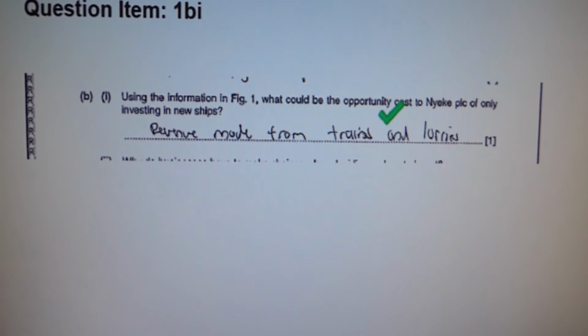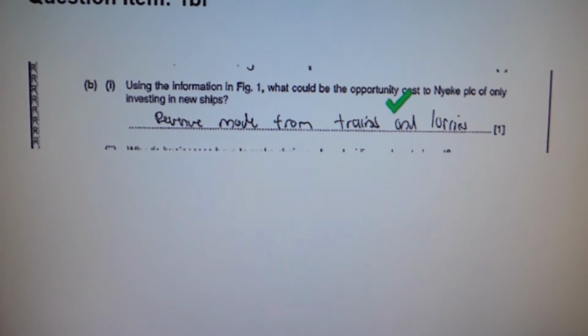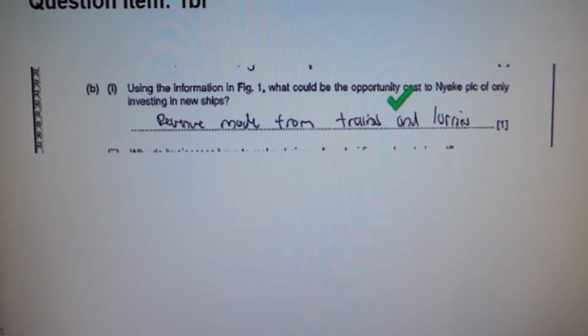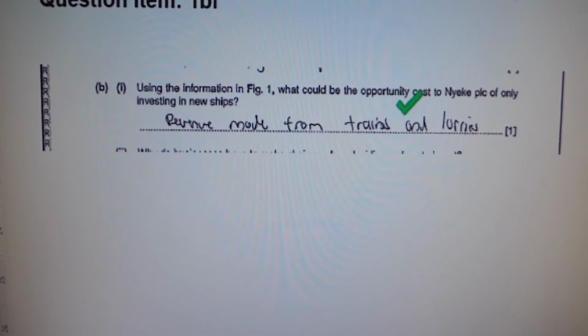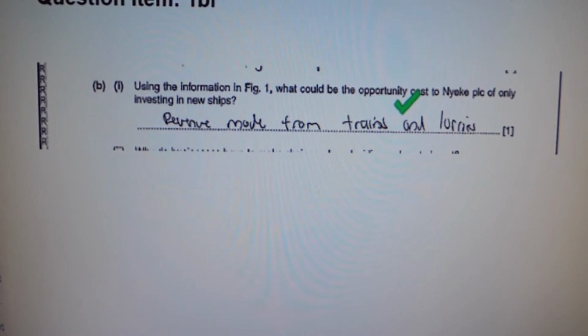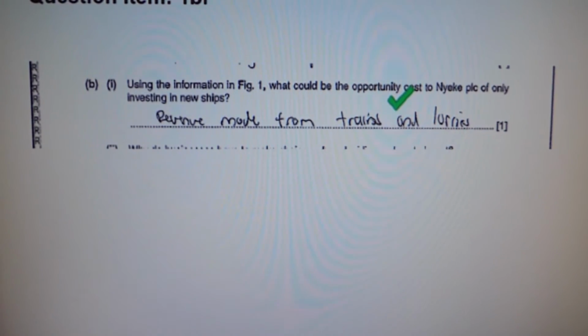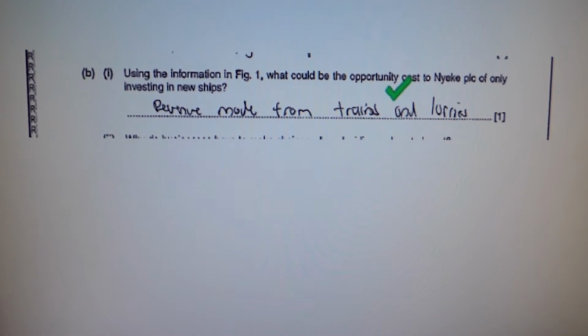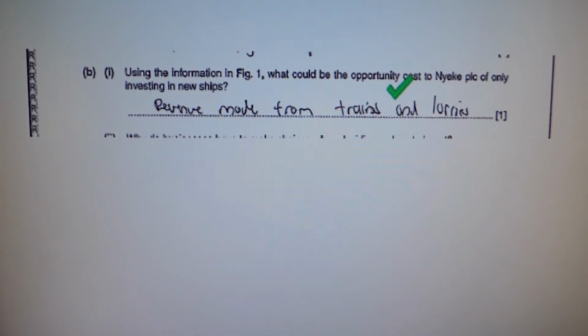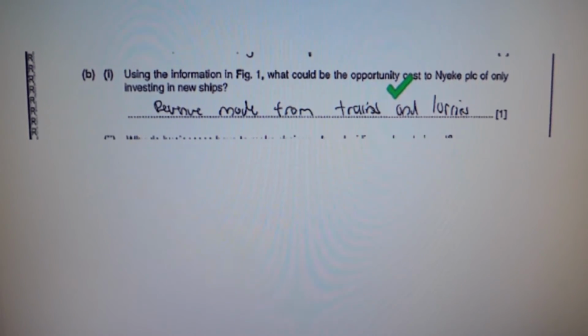1B part 1. Using the information in figure 1, what could be the opportunity cost of only investing in new ships? Well, obviously, figure 1 said that they were considering investing in new ships, trains or lorries. So whichever one you don't invest in is the opportunity cost. I think the mark scheme said that you could have trains and lorries, or trains or lorries. Again, for 1 mark, just reading from the figure in that instance.